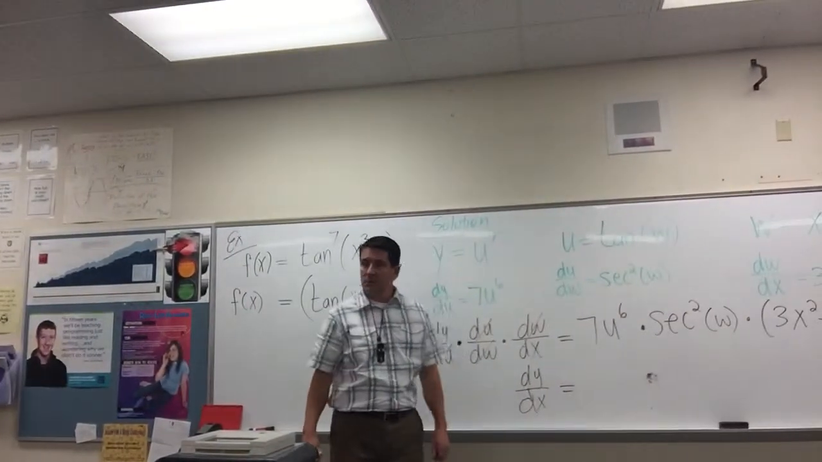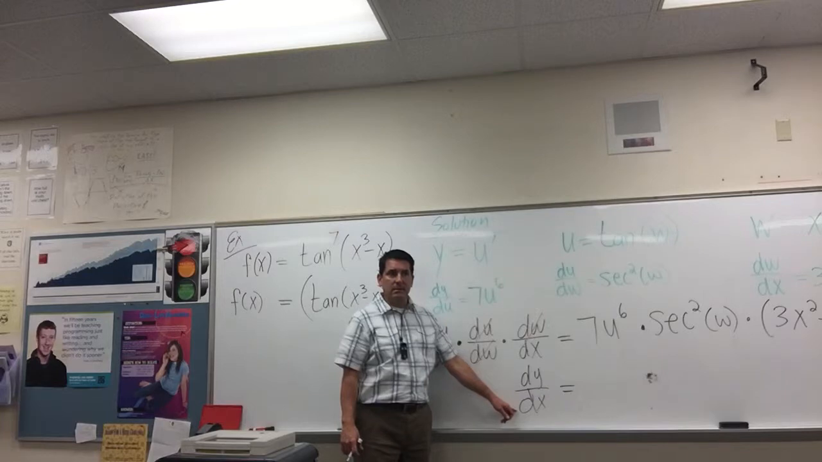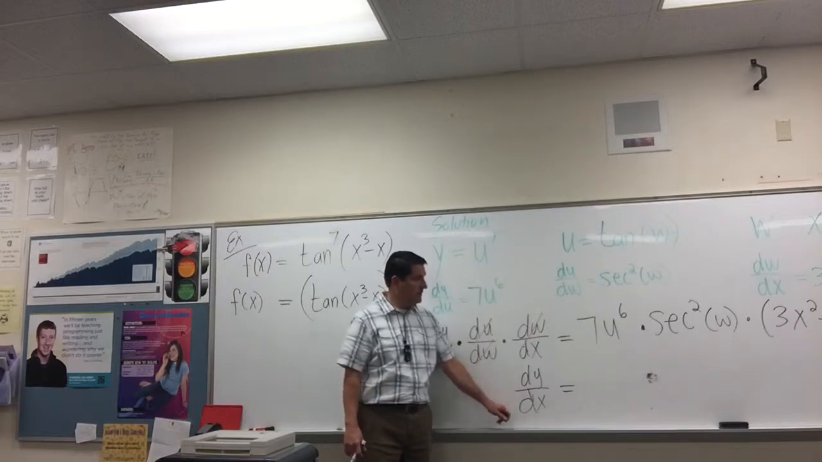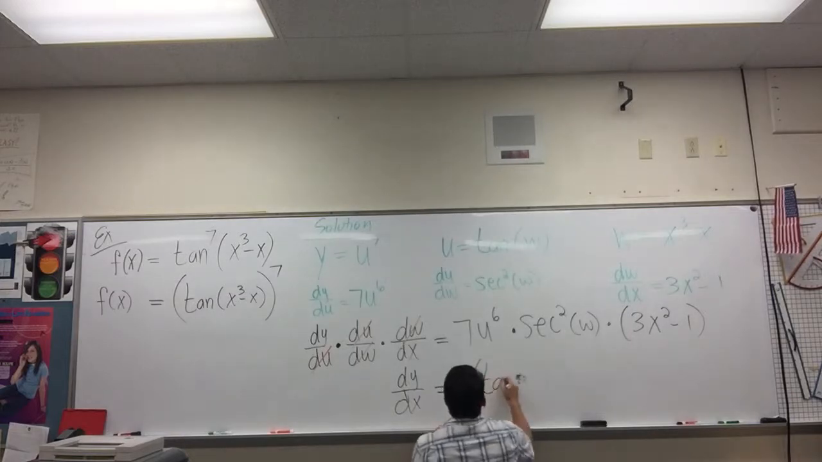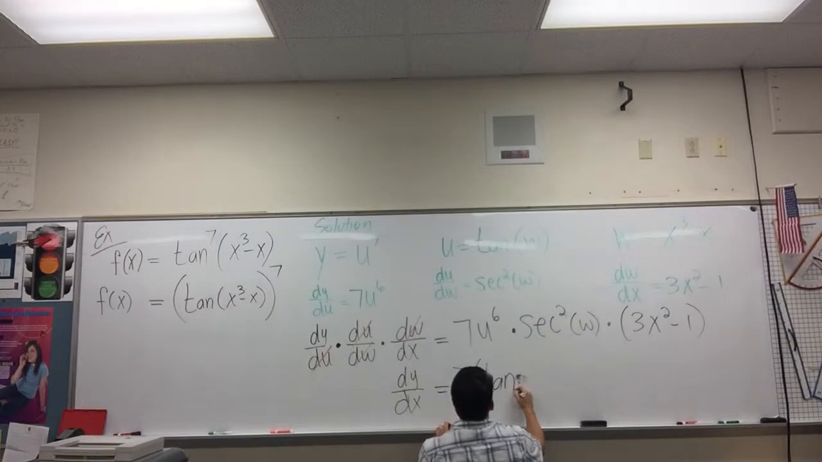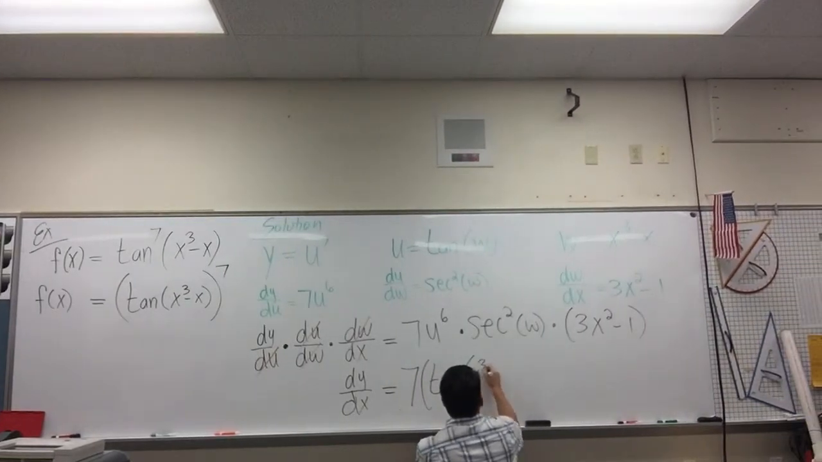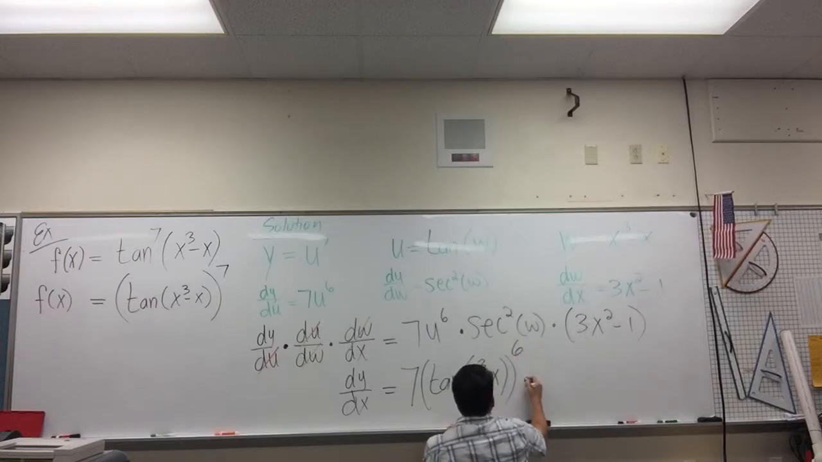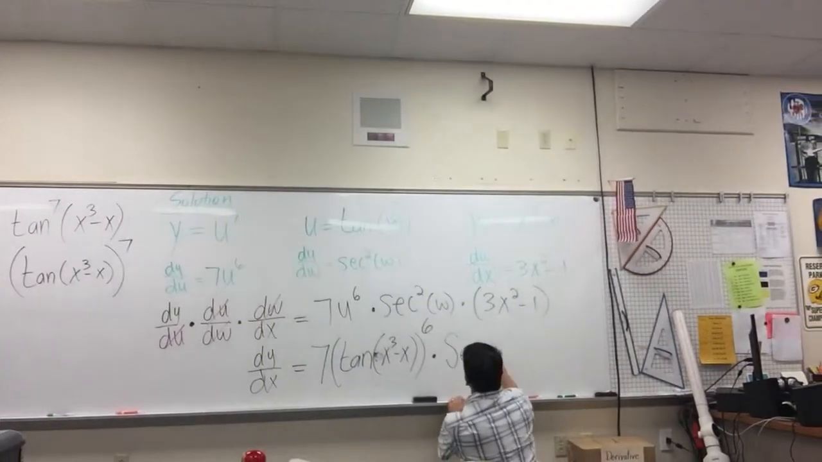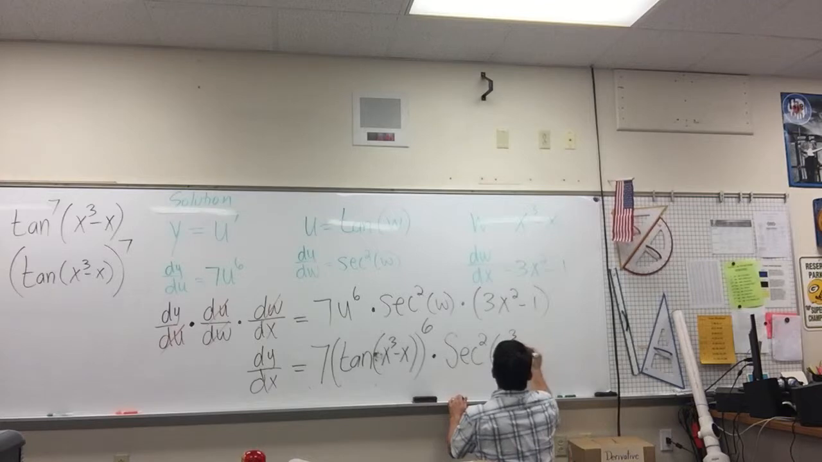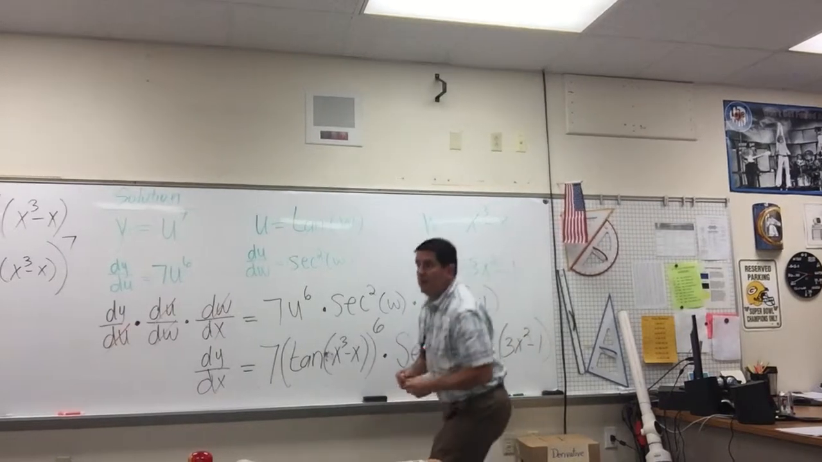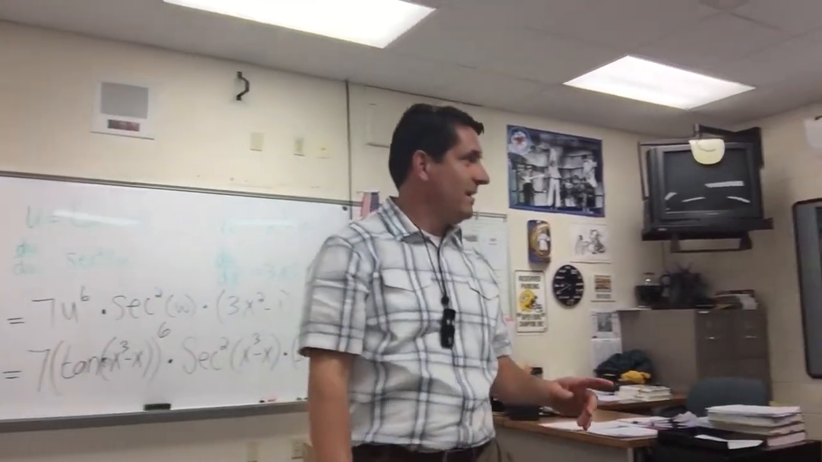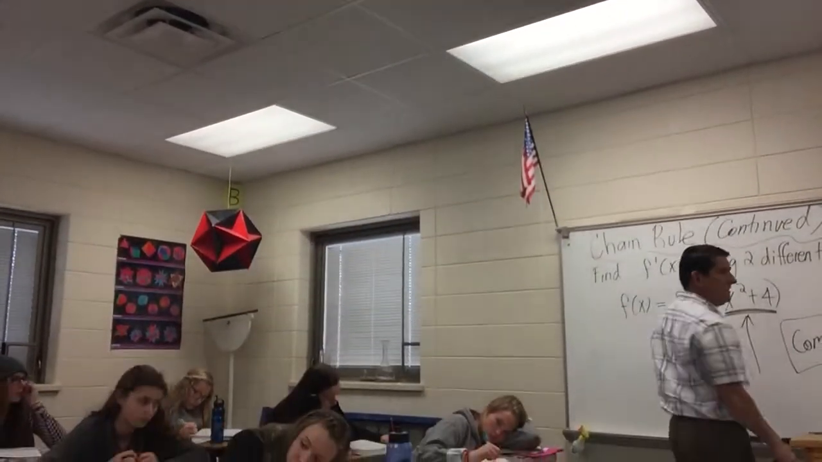And then you just plug everything in, making sure that your final answer only has x's in it. Since I found dy dx, only x's there. So notice this. This is going to be 7 times the tangent of x cubed minus x to the 6th, times the secant squared of x cubed minus x, times 3x squared minus 1. Do you see it? Easy. This is easy.